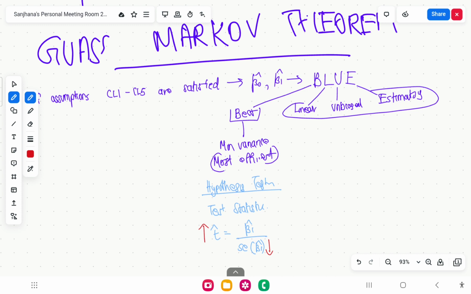Your guess, guys. When the variance is small, or we can consider it the other way, which might probably be easier to catch. Let's say the variance is very high. When the variance is very high, your test statistic is going to be low. So when your test statistic is low, it's going to be hard to reject H naught.